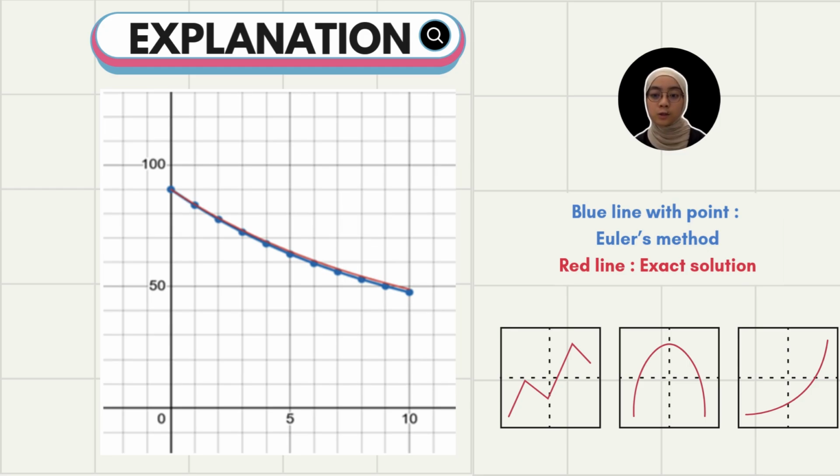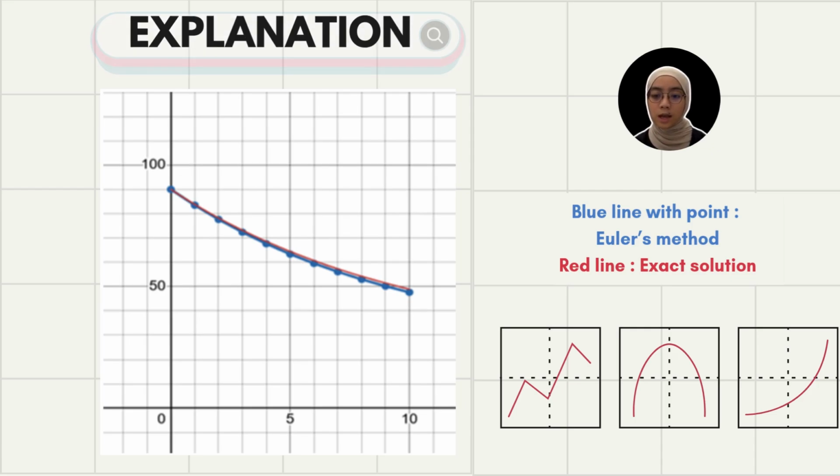As observed, the two lines closely follow the same trend, showing a gradual decrease in temperature over time as the coffee cools down. Euler's method provides a step-by-step approximation based on the given step size, which results in discrete points that are slightly off from the exact solution curve. Despite this minor deviation, the Euler approximation aligns well with the exact solution, confirming its reliability for estimating the temperature within acceptable error limits.